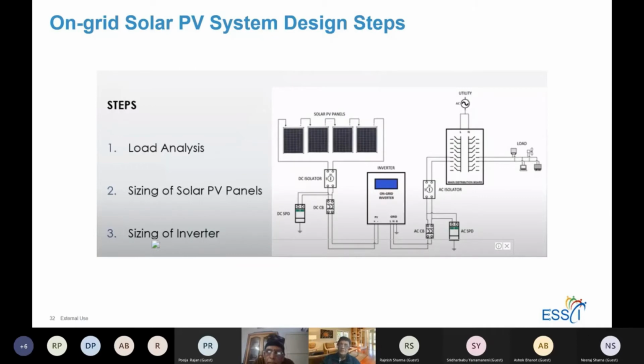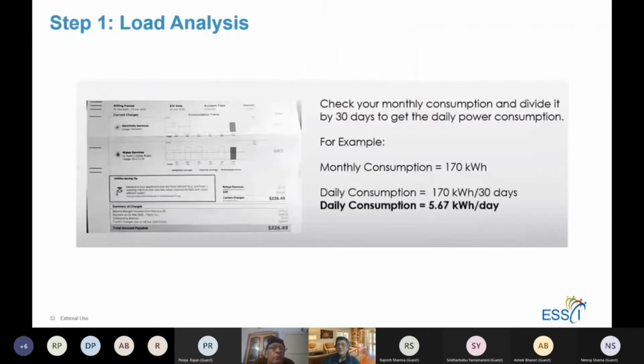So you do need manual design to add on to the solar design in real life, and you do the load analysis, and you size your panels, and then you size your inverter, and then you design the elements of the rest of your circuit, and we'll go through a quick view of how that is done. So load analysis is simple. One of the simplest ways to do the load analysis is you take your monthly bill from your utility and divide it by 30 days.